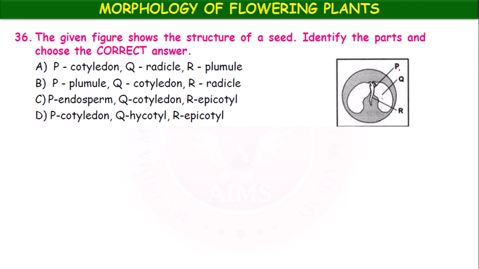Here P is the plumule, the part which develops into the stem. Next, Q represents the cotyledon, the young leaves of the growing embryo, the baby plant embedded in the seed. Next, R represents the radicle. So the right option is plumule, cotyledon, radicle. Option B.